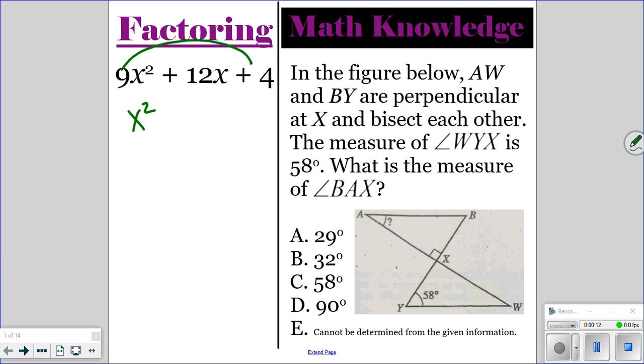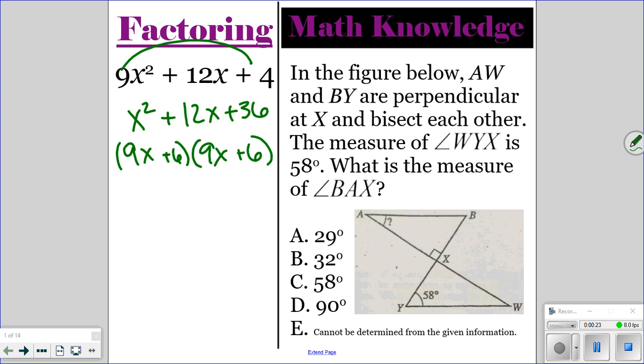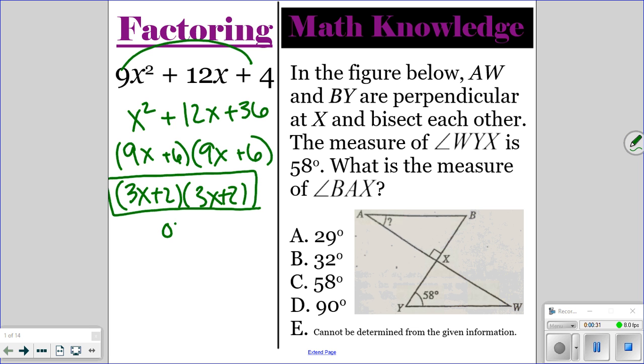So we'll have x squared plus 12x plus 36. And then we're going to replace the 9 and factor at the same time. And we'll have plus 6 and plus 6. And then these both divide by 3. So we'll have 3x plus 2 times 3x plus 2, which you can also write as 3x plus 2 squared.